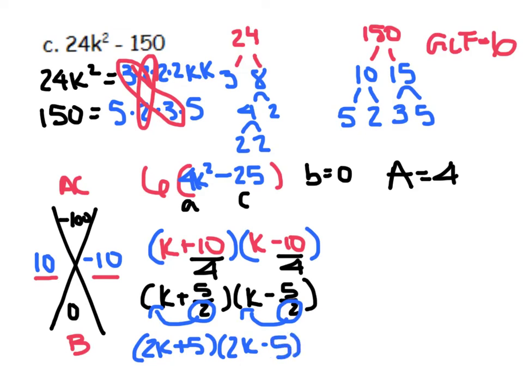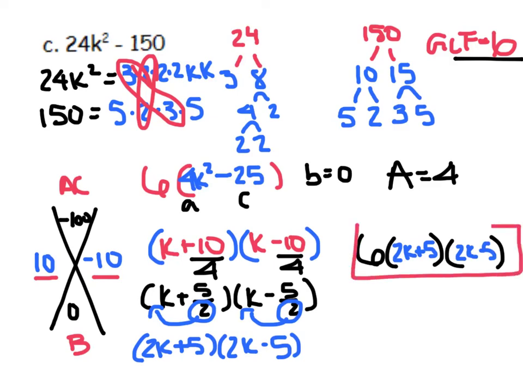But don't forget, for our final answer, we have to make sure that we take that GCF, which was the number 6, put it on the outside of our parentheses, and rewrite this. 6 times 2k plus 5 times 2k minus 5. So this would be our final answer with the GCF included.